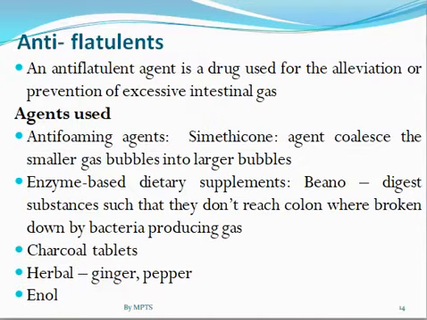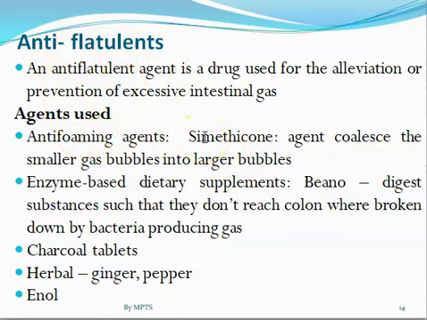vomiting. Let me briefly talk about the antiflatulents. This is an agent which is used to relieve excessive intestinal gas. We have examples. We have the antifoaming agents such as simethicone. This one coalesces the small gas bubbles into large ones. Now, you may not get simethicone alone. However, you can use simethicone-containing antacids in flatulence.